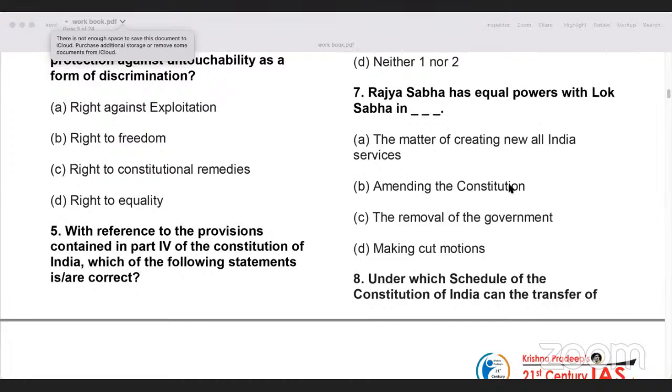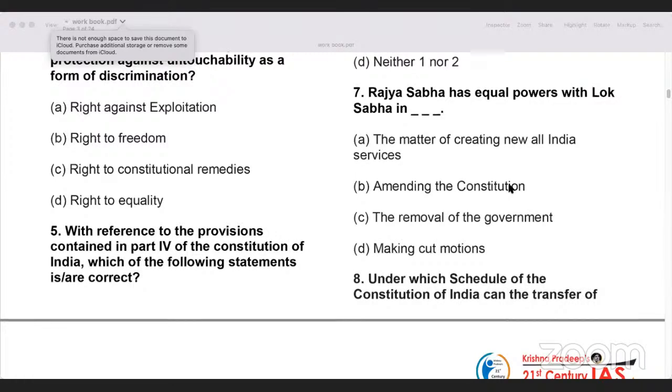Usually we consider that the Rajya Sabha is inferior, but it is not necessarily inferior. Rajya Sabha in the majority of cases enjoys equal powers with the Lok Sabha. Suppose the Prime Minister should be a member of Parliament. If a non-member is appointed as the Prime Minister, he should get elected to Parliament within 6 months of being appointed as the Prime Minister.